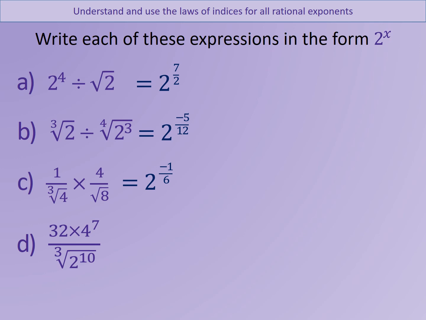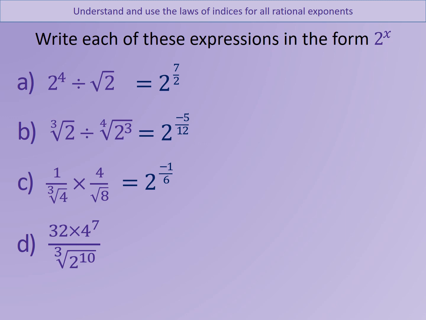And then finally in D, 32 is 2 to the power of 5. 4 is 2 squared, but when you raise that then to the power of 7, it's going to become 2 to the power of 14. So altogether on the top, you're going to have 2 to the power of 19.